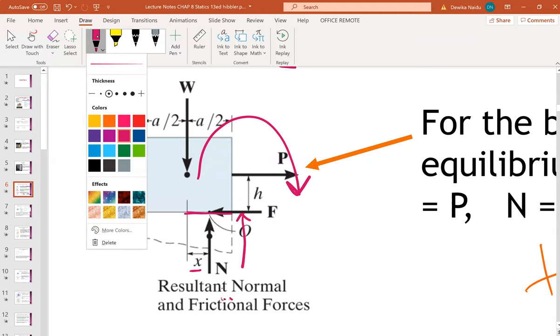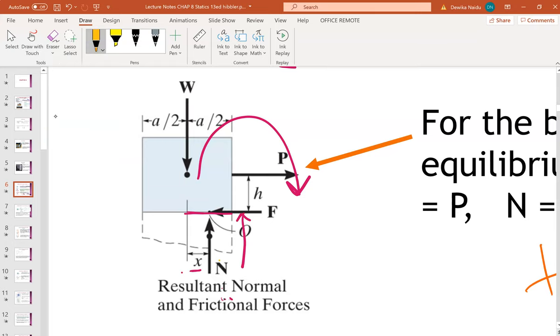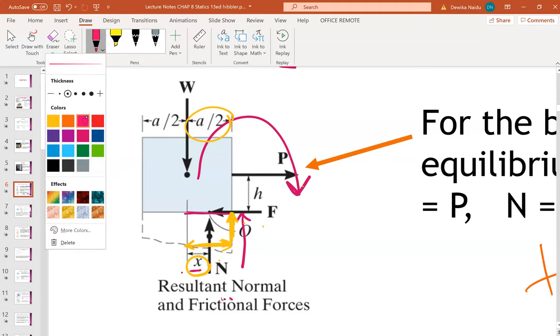So it's very important to ensure that the normal force is always within the range of x, within half the length of the box. If it's outside, it will tip. And if it's right at this point, where x equals half the length, it will be about to tip.